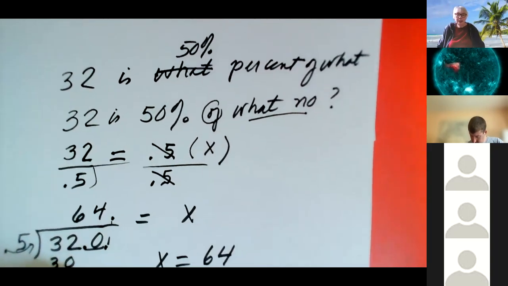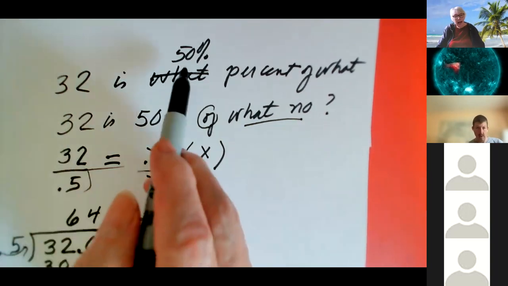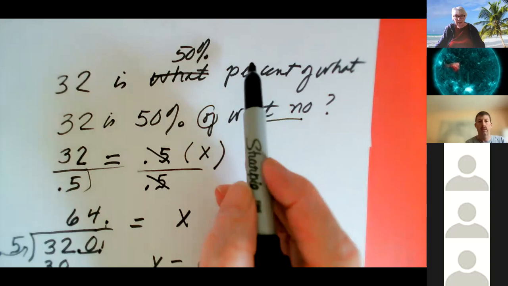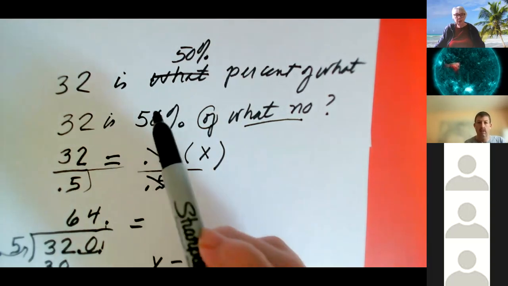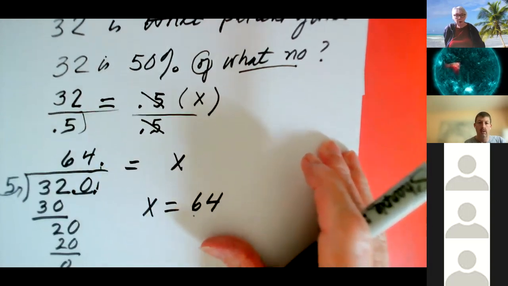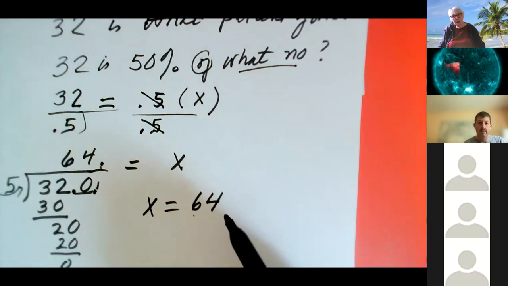Now you may have seen that if this is half of my answer, right? 32 is 50%, half. And what's our answer? Double. You multiply 32 by 2 and get 64. Does that make sense that it turned out that way? Yeah, I can see it now.